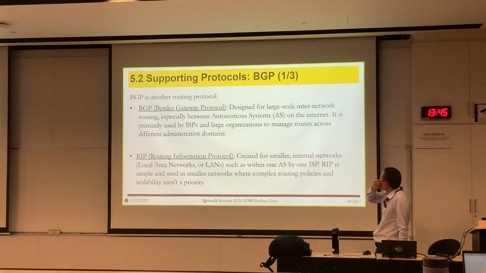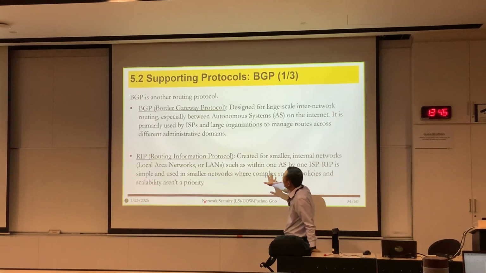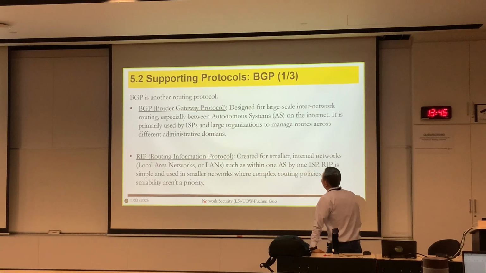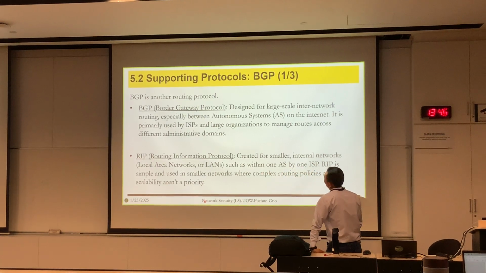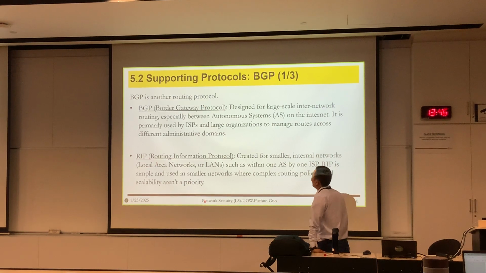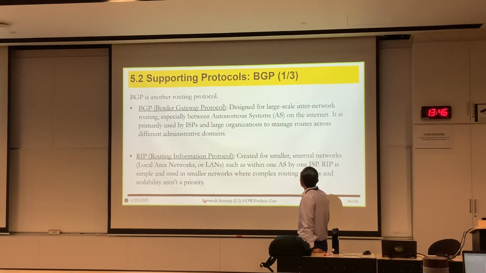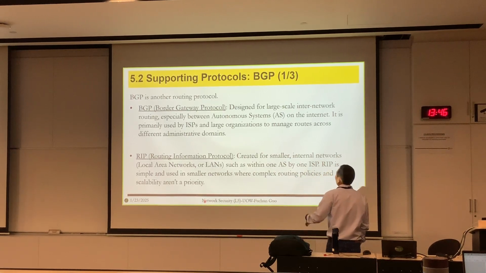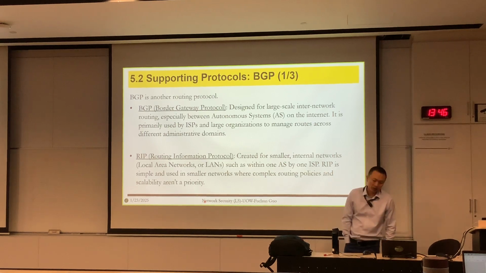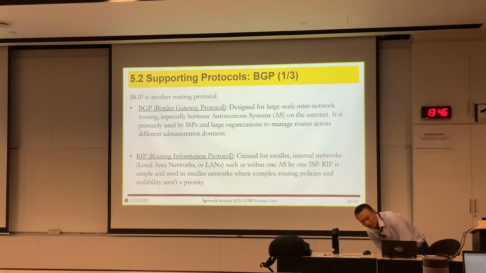RIP is more likely used for local area networks, more used within the ISP. RIP is simple and used for small networks, but BGP is used for large networks. And this is not about the security of it. It's just a very basic, brief introduction to the difference between BGP and RIP.